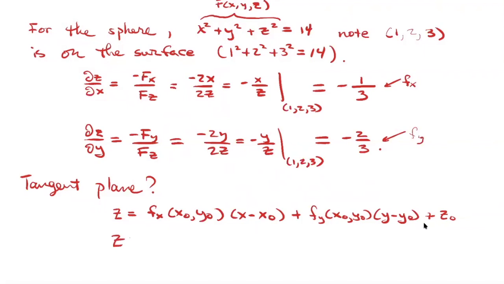Tangent plane is equal to fx, well that was negative 1/3, times x minus x naught, the x naught was 1. And then minus fy, that'll be negative 2/3, times y minus y naught is 2, plus z naught, that'll be 3. Okay, so the point of tangency is x naught, y naught, z naught.